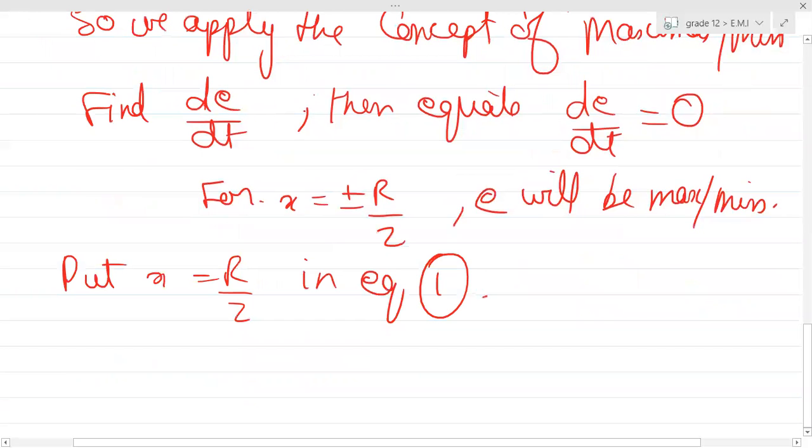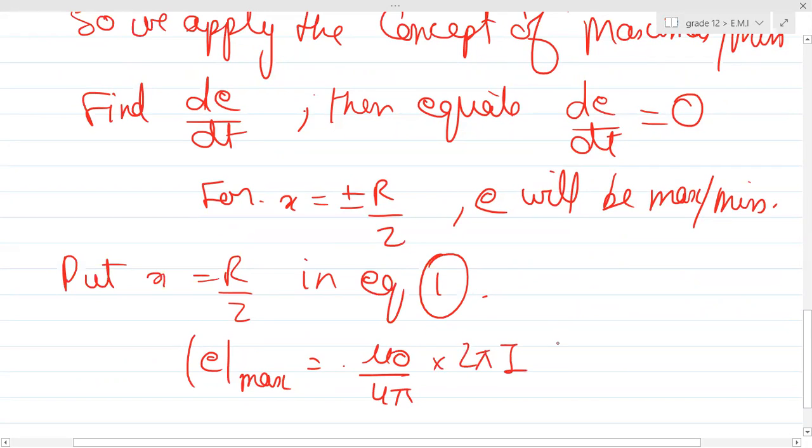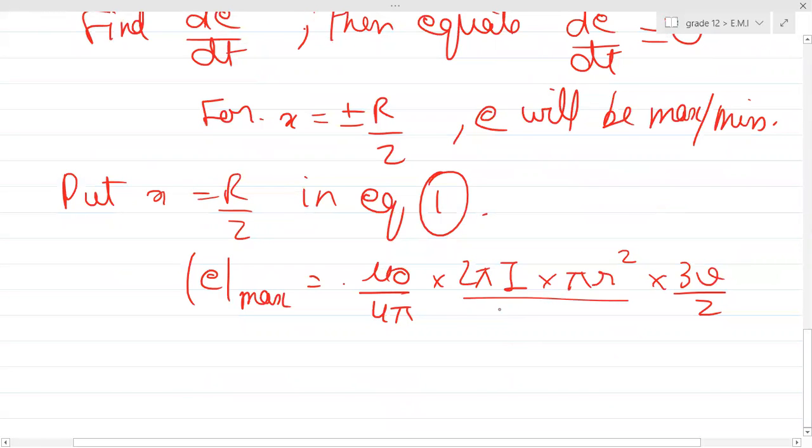Okay. So when you do it, the final answer should be: magnitude of maximum EMF should be mu naught by 4 pi into twice of pi into I into pi r square into 3 by 2 divided by 5 by 4 to the power 5 by 2, and this will be r square. Something like this, it should be a random answer like this.